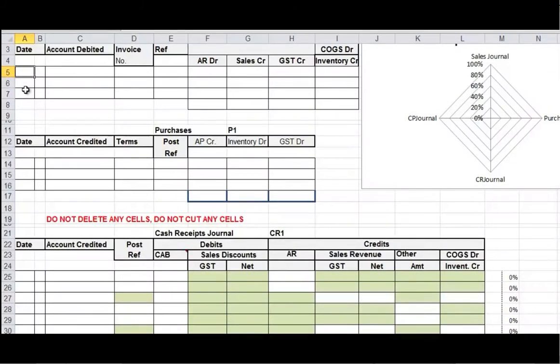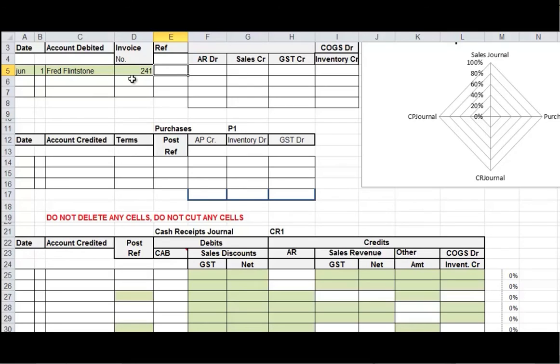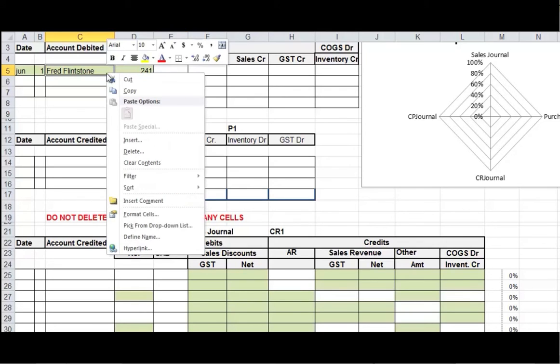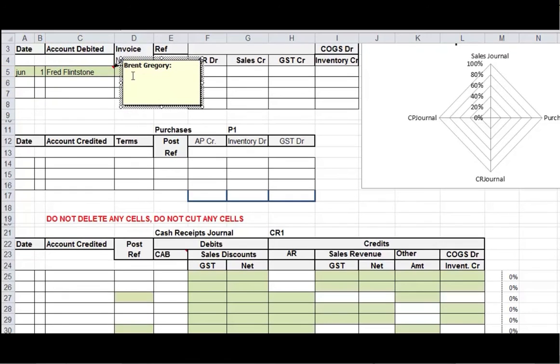Okay, date is 1 June. Account is Fred Flintstone. Invoice number is 241. Terms, there is no space for terms. Typically, we give the same terms to all our customers, and so we don't need a terms column. But Fred is special in this instance, and so we'd better note that down. This is a 10% discount.